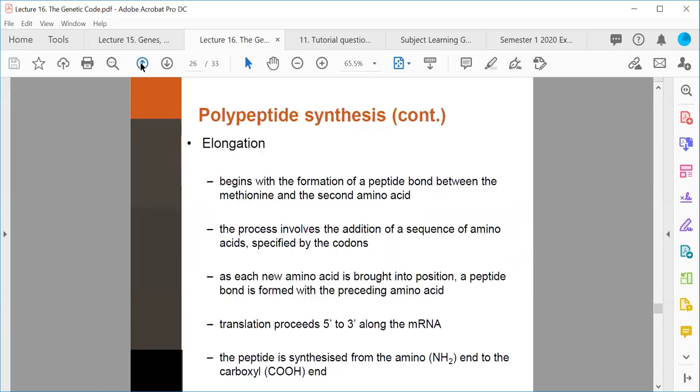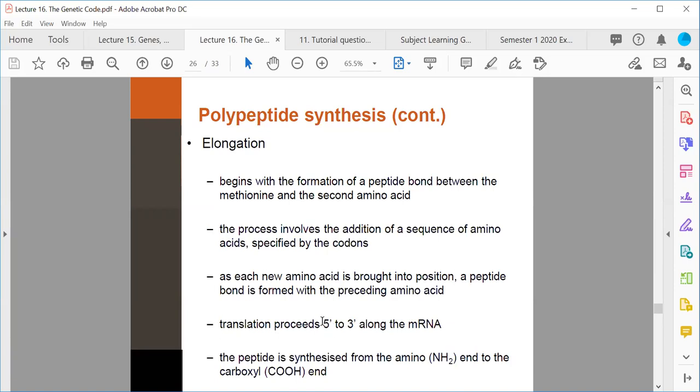All right, now I'm just going back one slide. So now you'll be able to understand the elongation step. It begins with the formation of a peptide bond between the methionine amino acid and the second amino acid. The process involves the addition of a sequence of amino acids specified by the codons. As each new amino acid is brought into position by its respective transfer RNA molecule, a peptide bond is formed with the preceding amino acid.